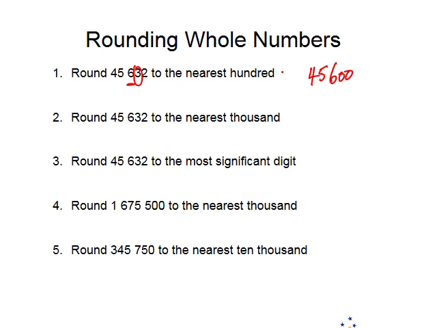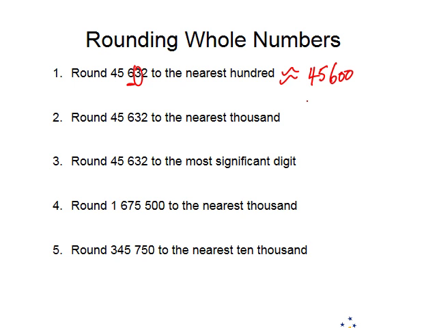45,600. Whenever we use this sort of rounding and we want to show some kind of equal sign, we use a curved or squiggly equal sign, and that means approximately equals to.